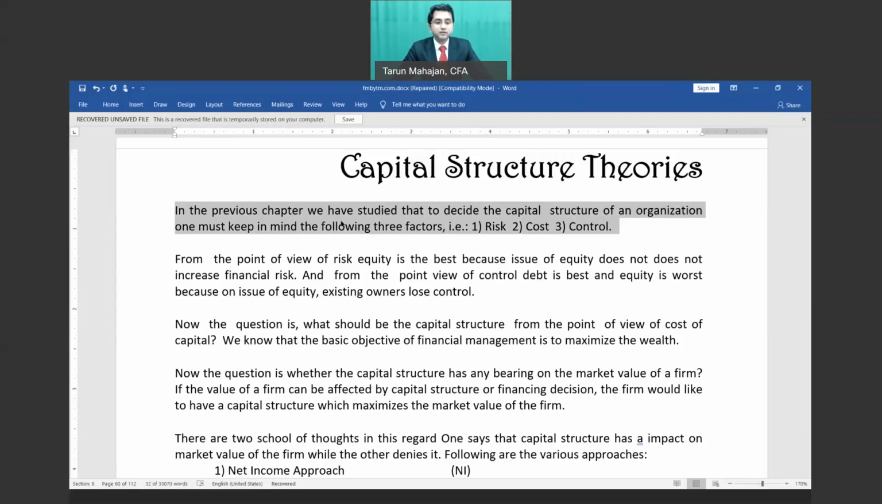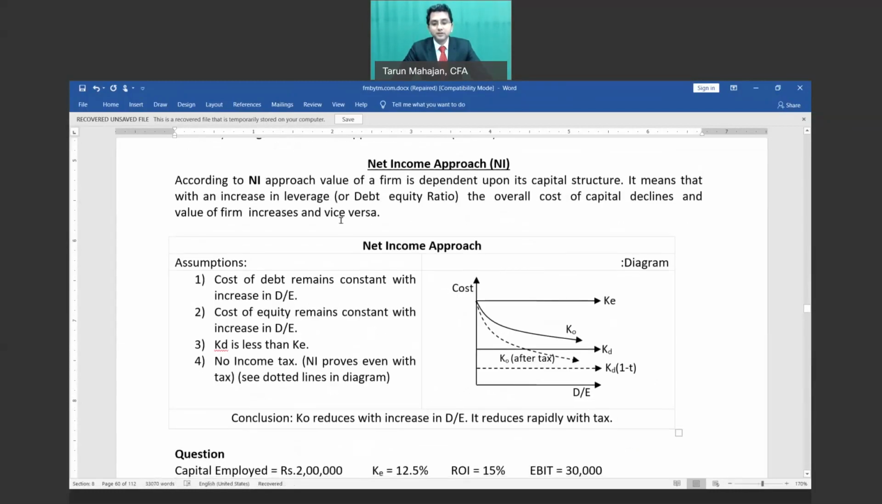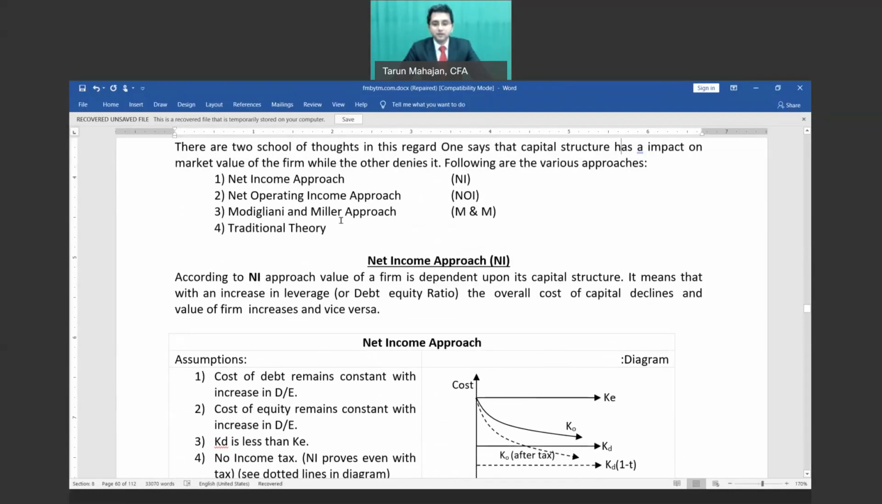Capital structure theories. There are 4 popular capital structure theories: the net income approach, the net operating income approach, the Modigliani and Miller approach, and the traditional theory. So let's start with the net income approach.